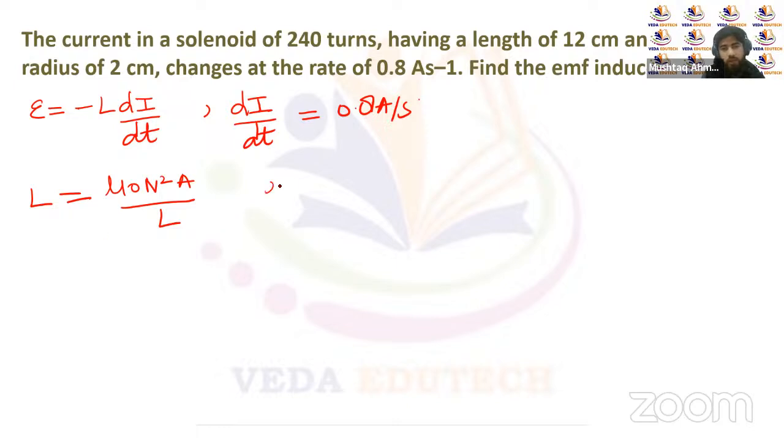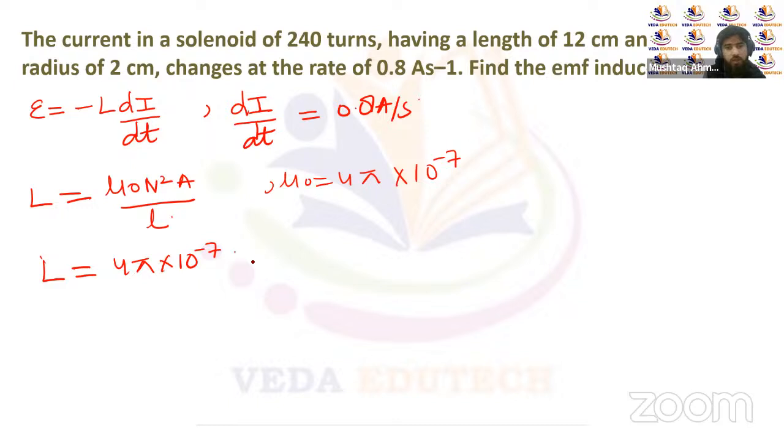The value of mu naught is 4 pi times 10 to the power minus 7. We can substitute the value of mu naught here. This is a small l here, that's the length of the solenoid. So L will be 4 pi times 10 to the power minus 7, and the value of N is 240, so it will be 240 square. Now the area of this circular portion will be pi r square.